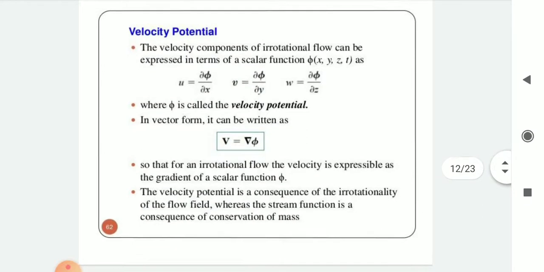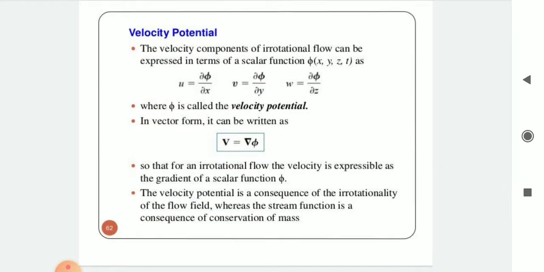Okay. The velocity components of irrotational flow can be expressed in terms of a scalar function phi(x, y, z, t) as u = ∂φ/∂x, v = ∂φ/∂y, w = ∂φ/∂z, where phi is called the velocity potential. In vector form, it can be written as v = ∇φ, so that for an irrotational flow, the velocity is expressible as the gradient of a scalar function phi.